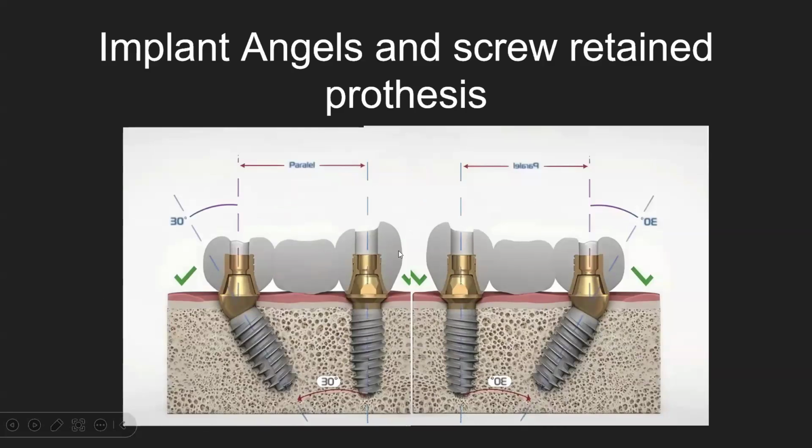Also, the anterior implants in all-on-4 bridges or restorations may also have angles, but not in this plane. They have angles in the buccolingual plane.